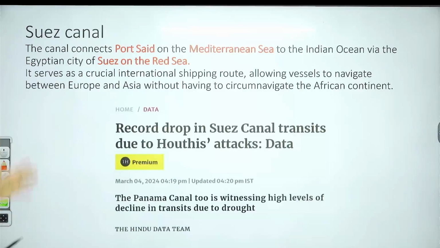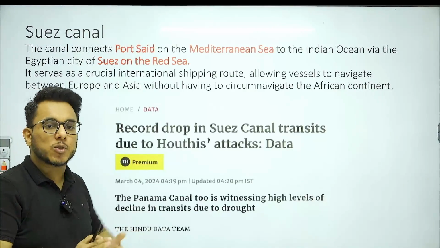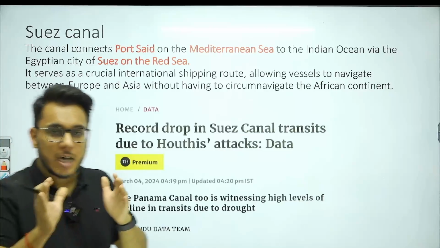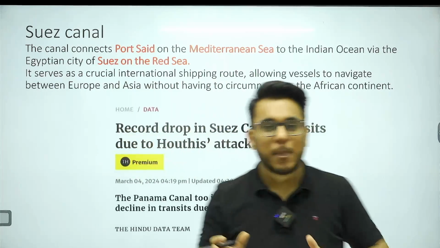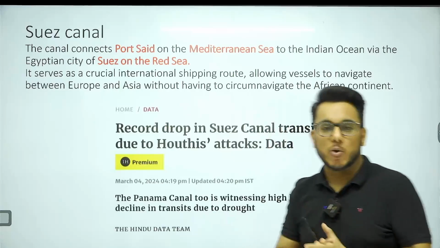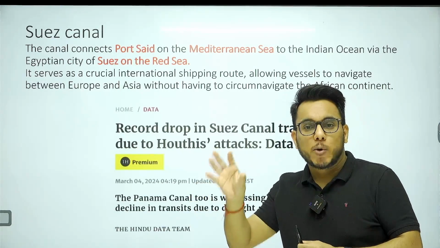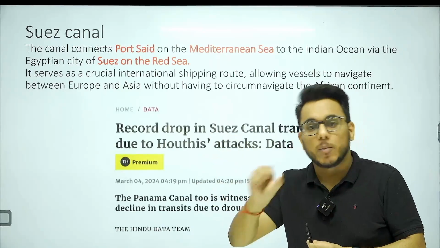Now moving on to the next entry, that is Suez Canal. So Suez Canal was in news. Why? Because the shipping traffic in Suez Canal has been reduced. Why has it been reduced? Because of Houthi rebels who are attacking ships which are passing from Red Sea.